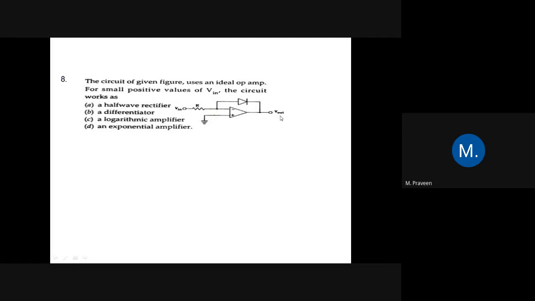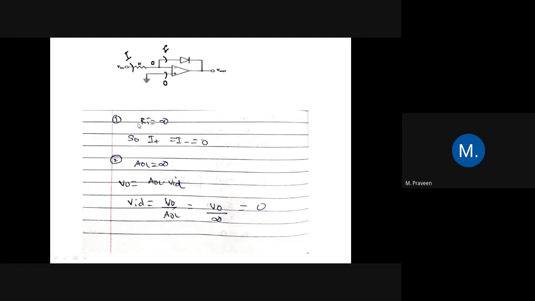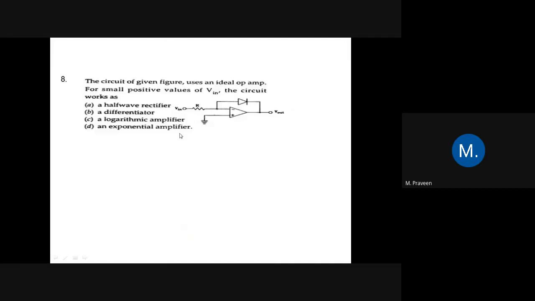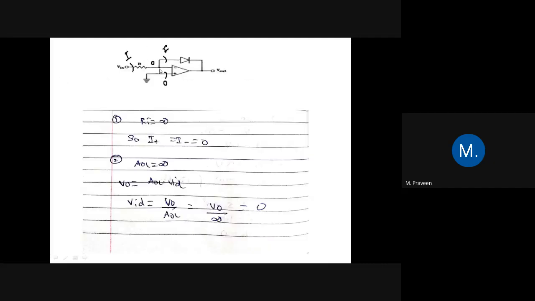Now we have to find what V naught is. This is the ideal characteristic condition: the input impedance is infinite, and the open loop gain is also infinite. Therefore, V naught is equal to A OL into VAD. Therefore, VAD is equal to V naught divided by infinity, which is equal to 0. VAD is nothing but the difference voltage. The difference of voltage should be 0 if an op-amp is ideal.